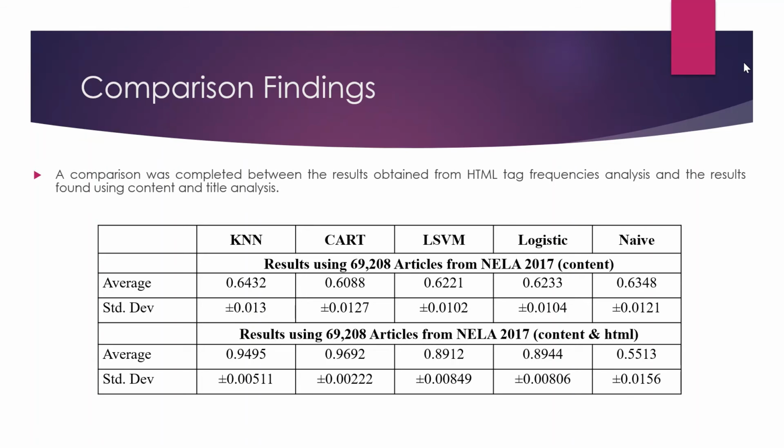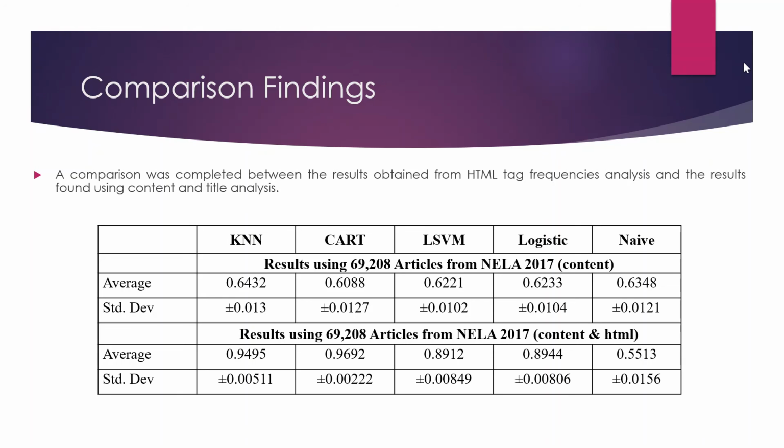A comparison was also completed between the results obtained from the HTML tag frequency analysis and the results found using the content and title analysis in the NELA 2017 dataset. These results show that the classifiers achieved around 60% average accuracy when using the content alone, while classification using HTML tags achieved around 97%. When the content and HTML tag features were combined, the resulting accuracies did not vary much from those found using HTML tags alone. An accuracy of around 96% was achieved when combining the content and the HTML tag features.